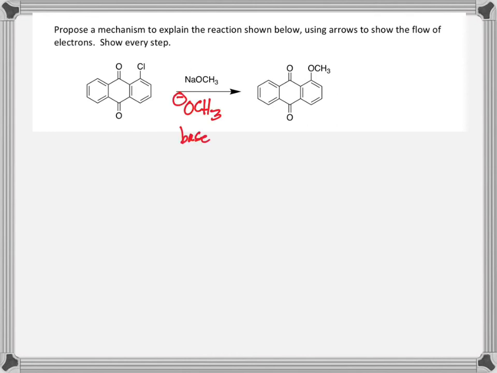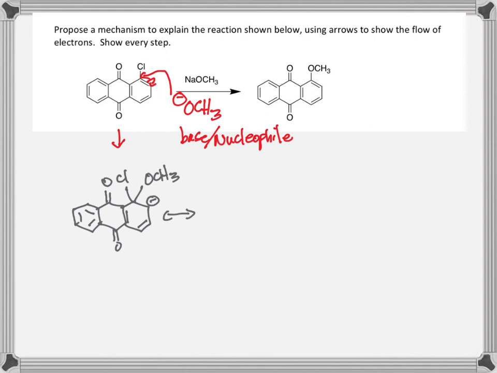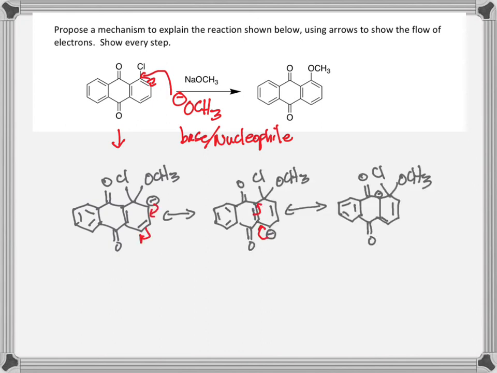So the methoxide base nucleophile attacks the carbon with the chlorine and makes an intermediate that has resonance structures, and I have arrows to show how these different resonance structures can turn into the other resonance structures. And there's a bunch of them. I kept going on the resonance structures until I got to one that's a really good one with the negative charge out on the oxygen outside of the ring.